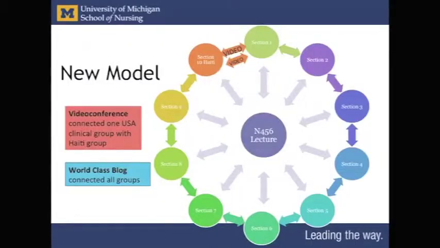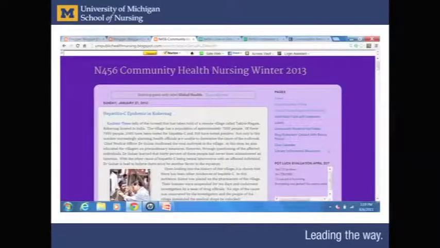In our new model, up at the top, you see where we were video conferencing with Haiti, and we wanted very much for everyone in the class to learn something from this experience. So we created the world-class blog in which students used the community assessment assignment and focus questions. Norma worked very hard with Philomena Meacham in working out our strategies for what students would ask of each other and what they would post on the blog.